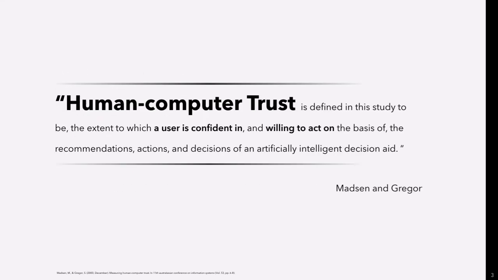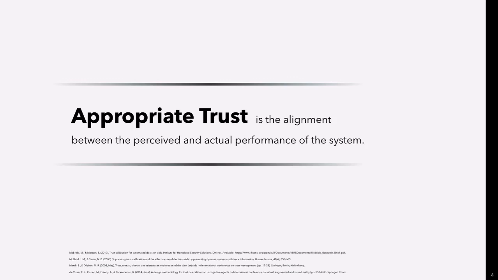But what's trust? We only consider human-computer trust here. It is defined as the extent to which a user is confident in and willing to act on the recommendation, action, or decisions of an artificial intelligent agent. And appropriate trust is the alignment between the perceived and the actual performance of the system.